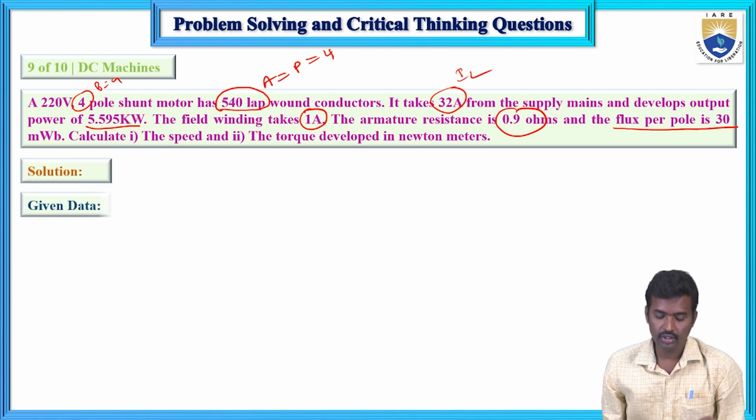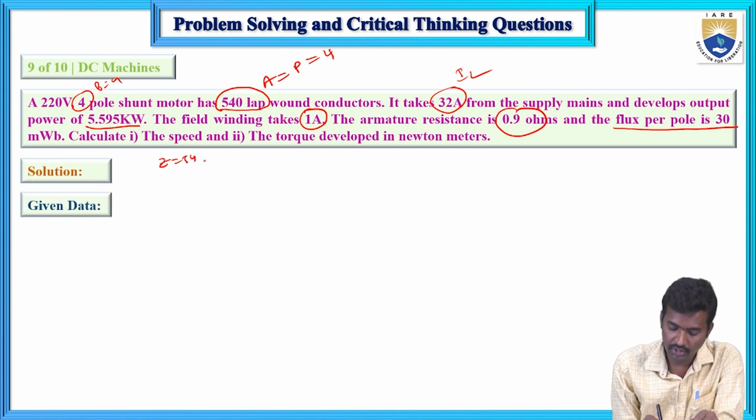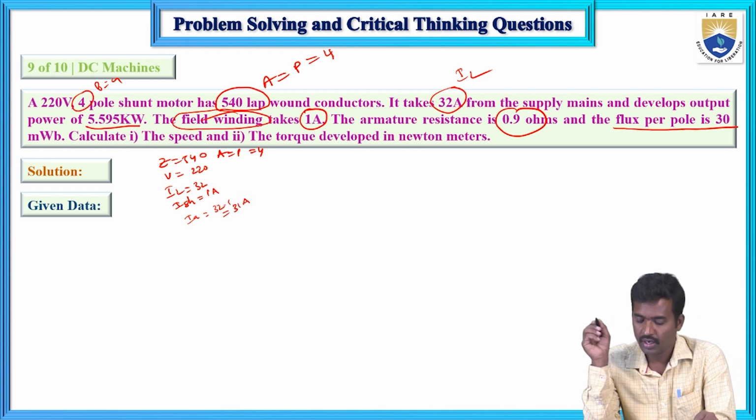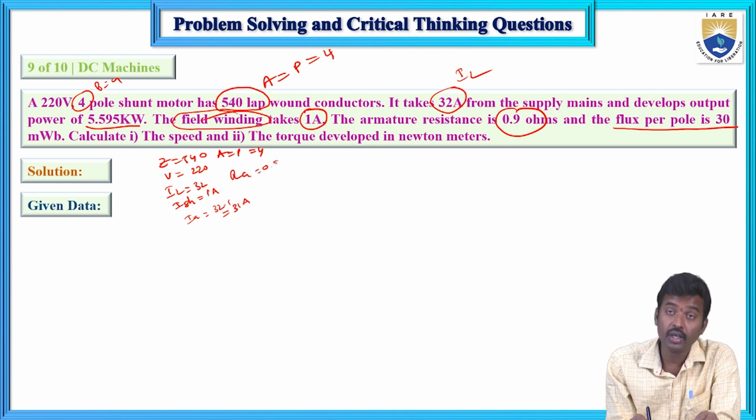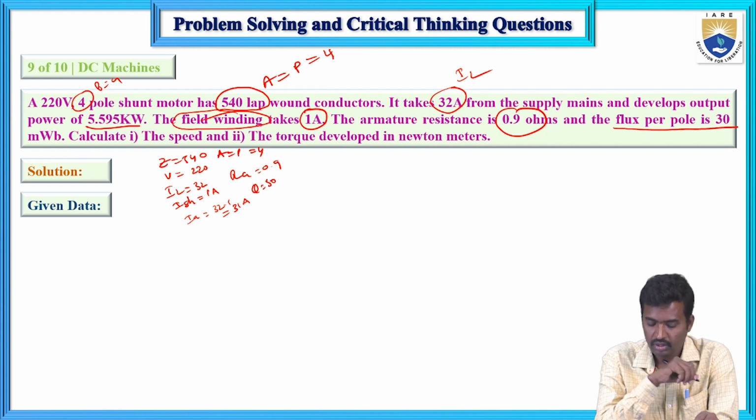Solution. The given data: Z equals 540, A equals P equals 4, and V equals 220, IL is equal to 32, and ISH, the shunt field winding current, is 1 amp. From this you can determine IA equals 32 minus 1, that is 31 amps. RA is equal to 0.9 and flux equals 30 milliwebers.